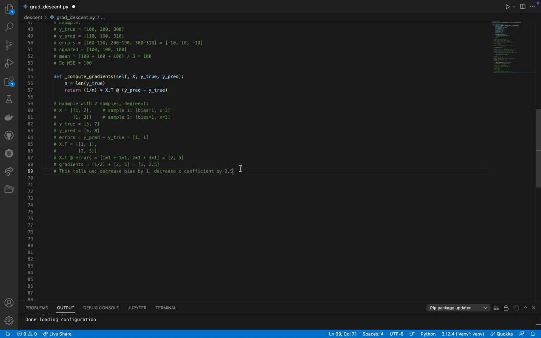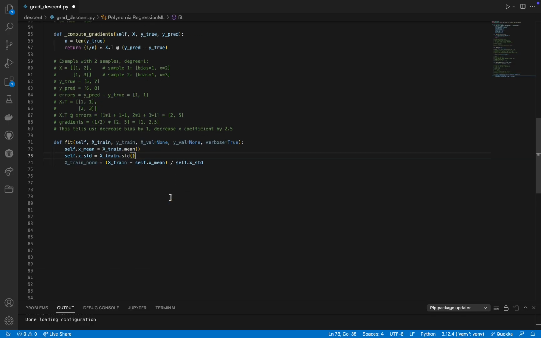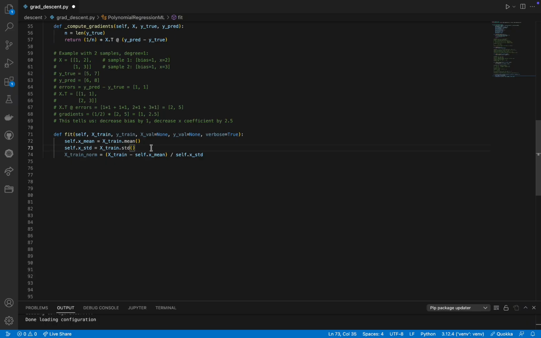Okay, so the fit method, normalization. Now we get to the main training function called fit. This is where everything comes together. Let's go through this step by step, and I mean really step by step. The first thing we do is normalization. We compute self.x_mean, which is the mean of all training data, and self.x_std, which is the standard deviation. Then we normalize the training data by subtracting the mean and dividing by the standard deviation.